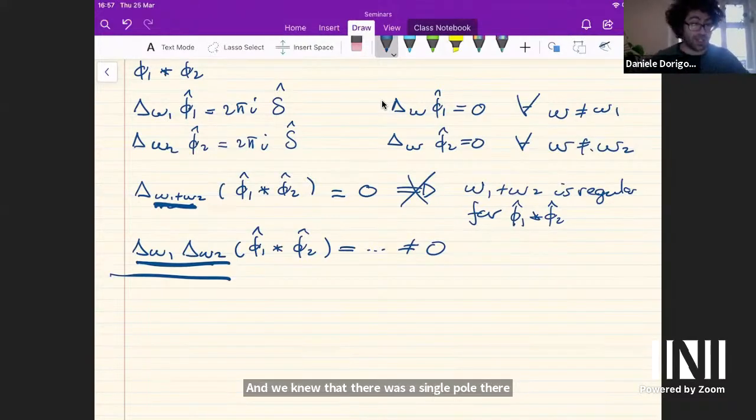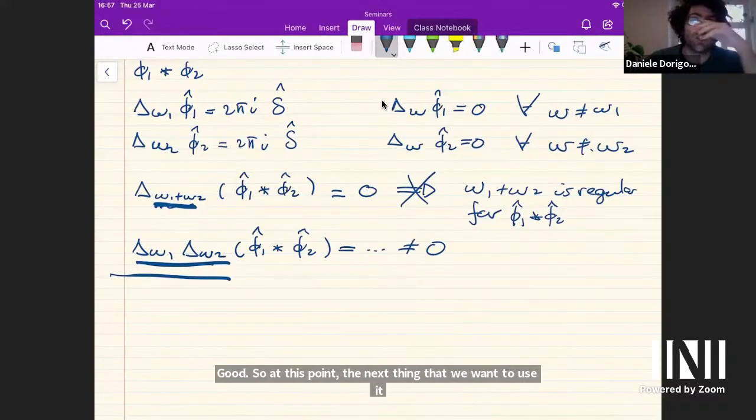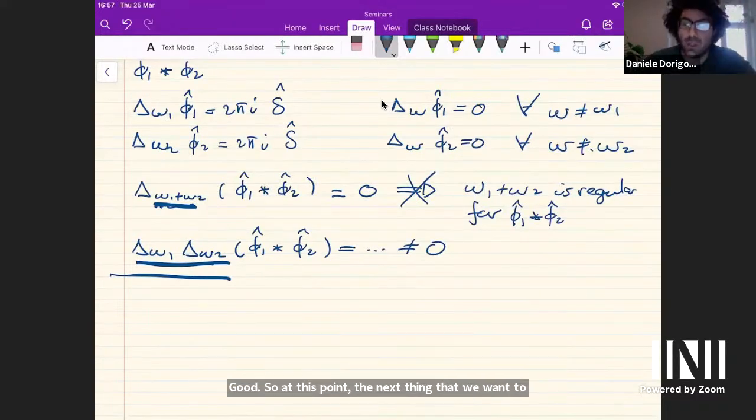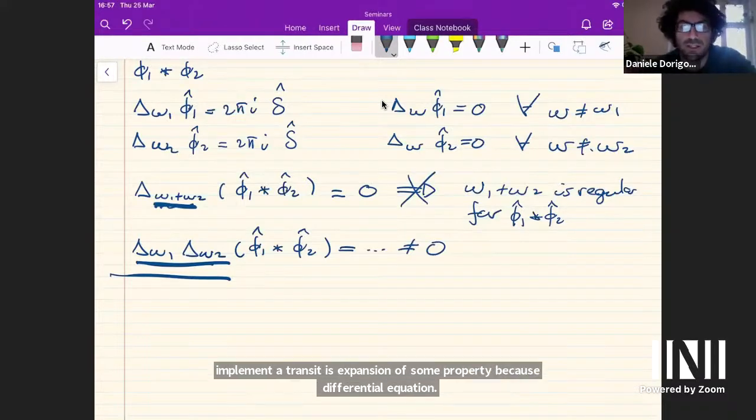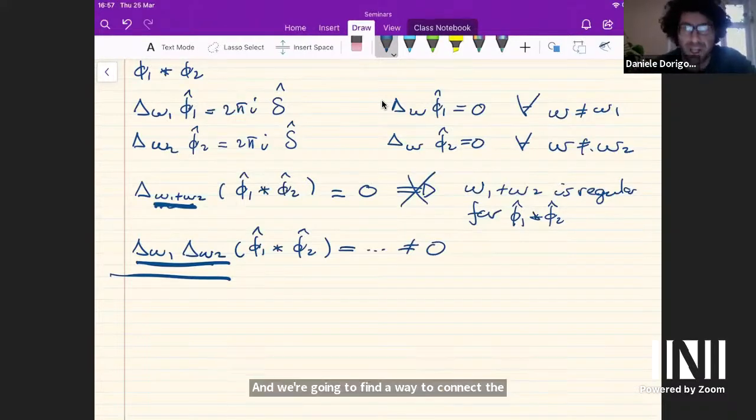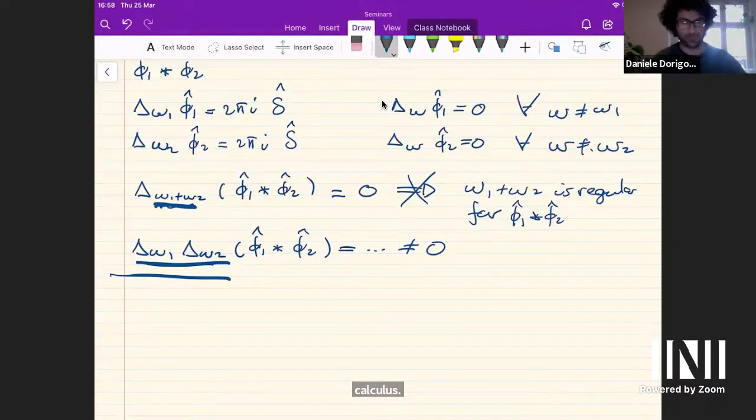Good. So at this point, the next thing that we want to do is use this machinery to see how to implement a trans-series expansion of some prototypical differential equation. And we're going to find a way to connect the standard calculus, really differential equations, with this alien calculus. And this goes via what is called the bridge equation that draws a bridge between alien and standard calculus. But all of this is going to happen tomorrow.